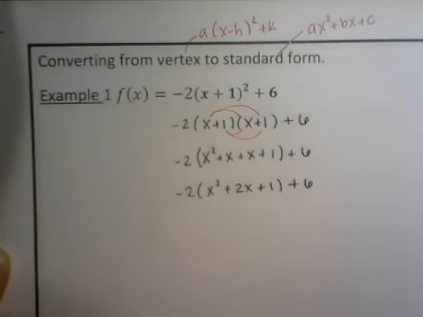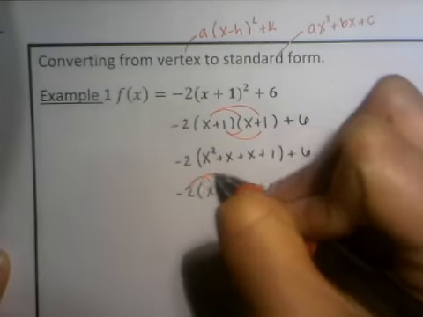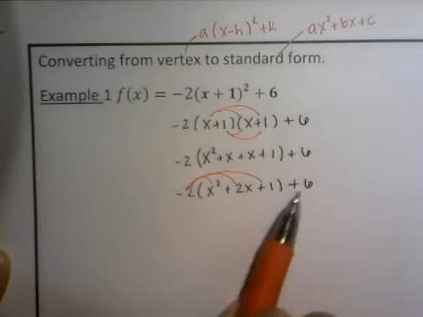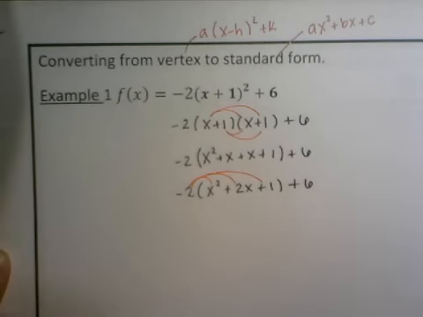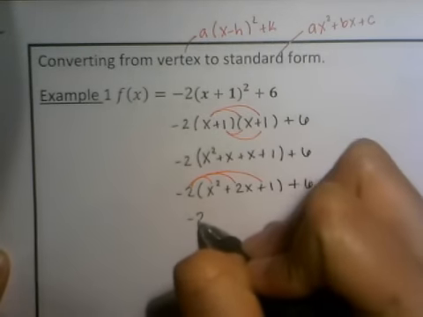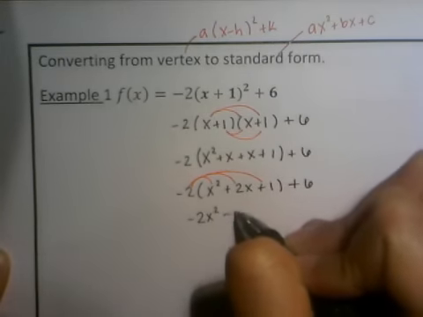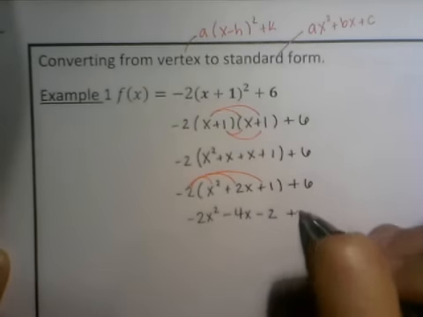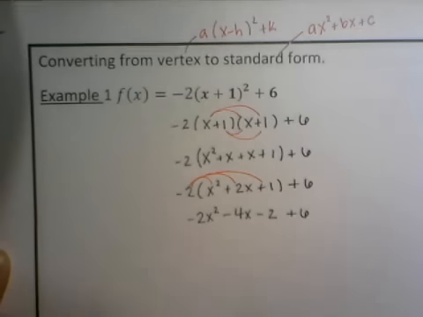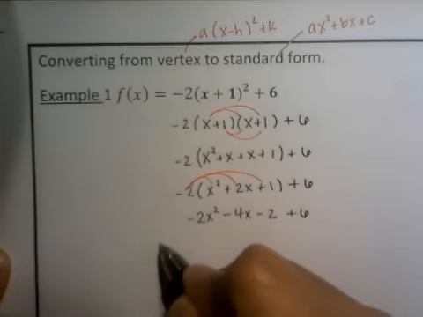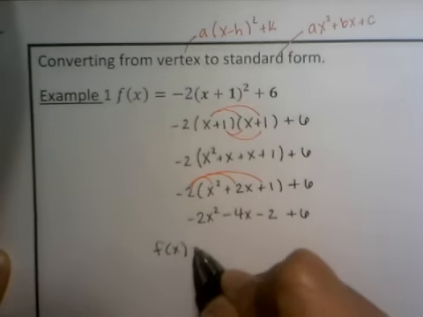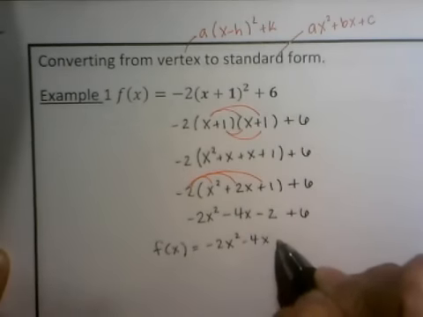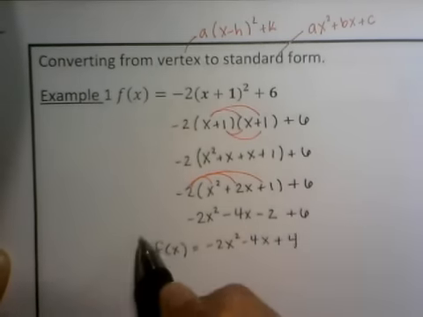And when you distribute, make sure that you're multiplying the -2 to all 3 pieces that are inside parentheses, but don't multiply it by the number at the back because it's not in parentheses. When I distribute, I end up with -2x squared minus 4x minus 2, and then plus 6 at the end. Last step is just to combine like terms, and our final answer in standard form is the function f of x equals -2x squared minus 4x plus positive 4.